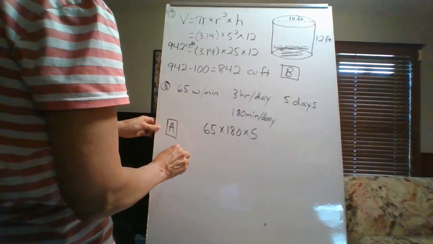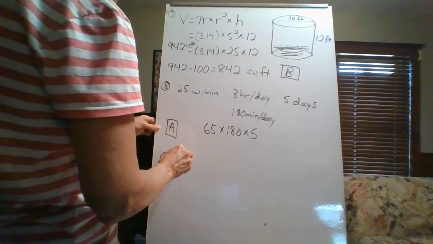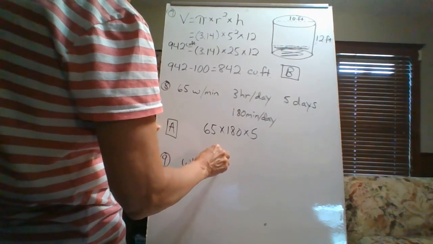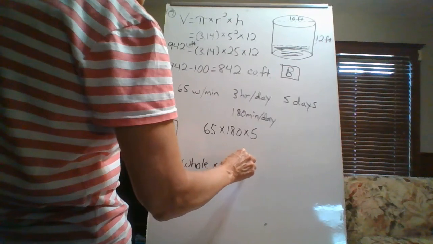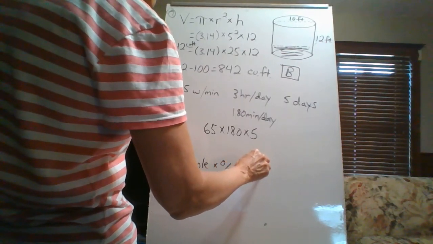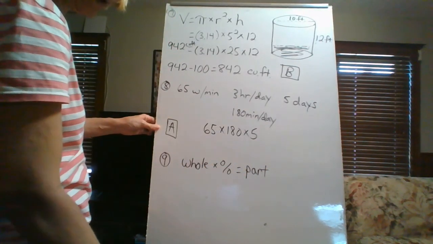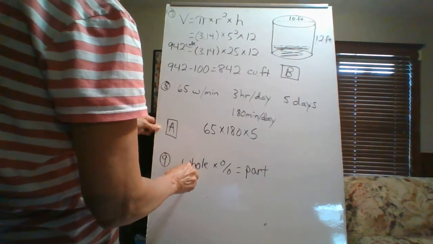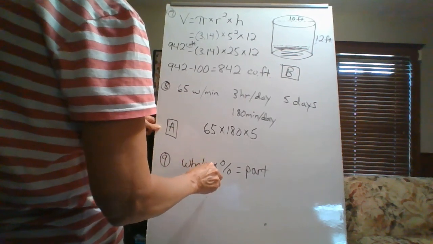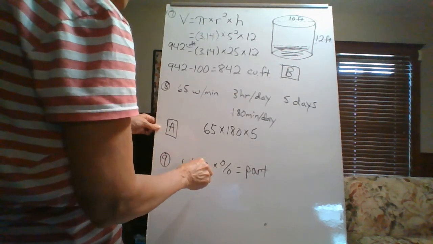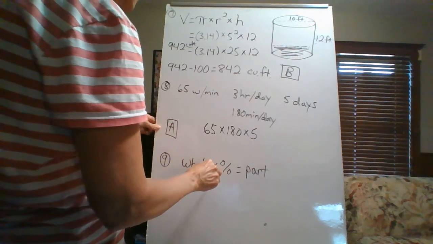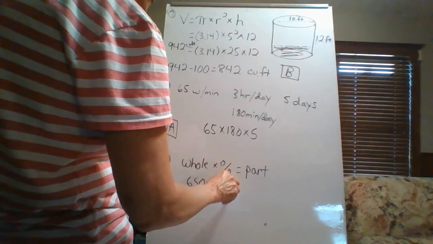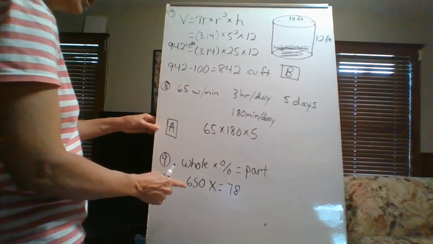Okay, so remember our formula for percent is the whole thing times the percent equals the part. So we're just going to plug in our pieces. What percent of 650 is 78? So 650 is the whole thing. The percent is what we don't know. So I'm just going to call it X. So we're going to do 650 times X, which is going to be 650X, equals the part, and the part is 78. All right, algebra.